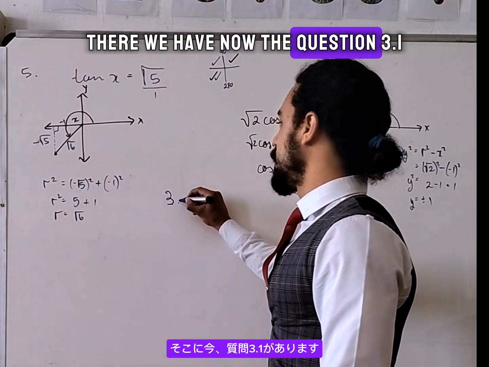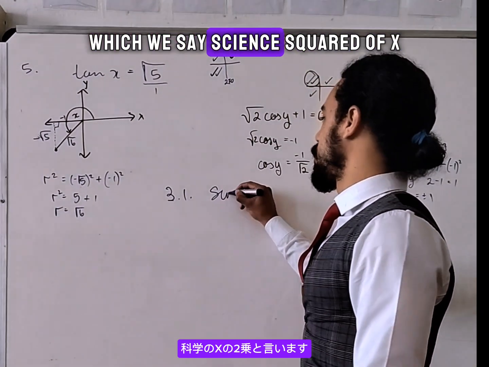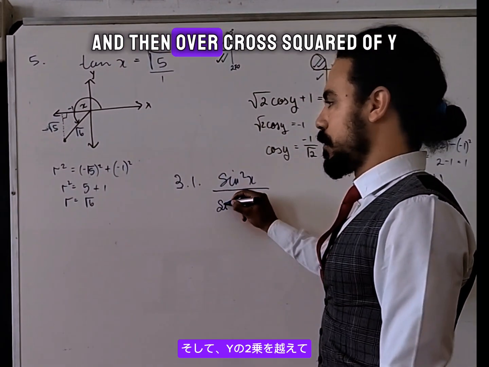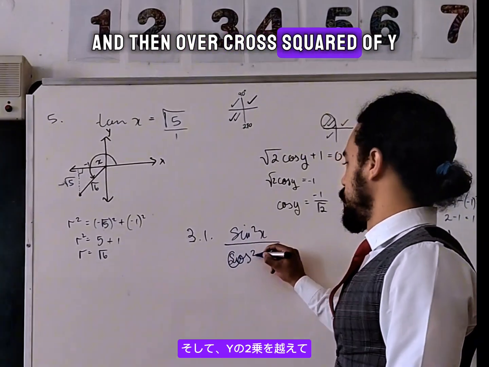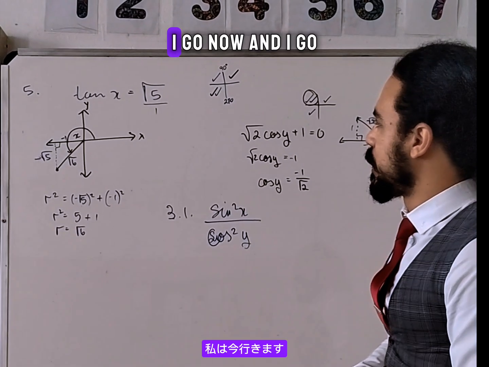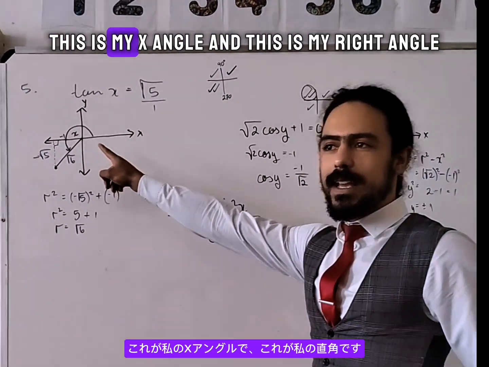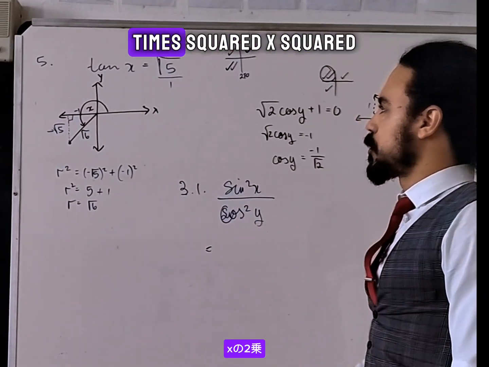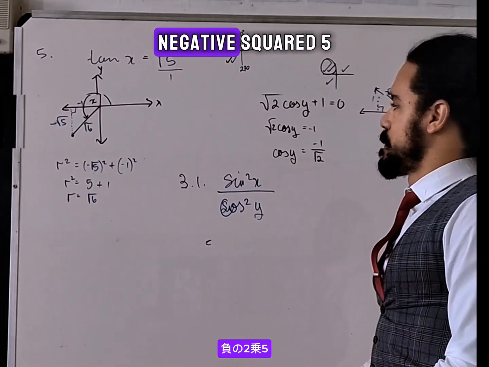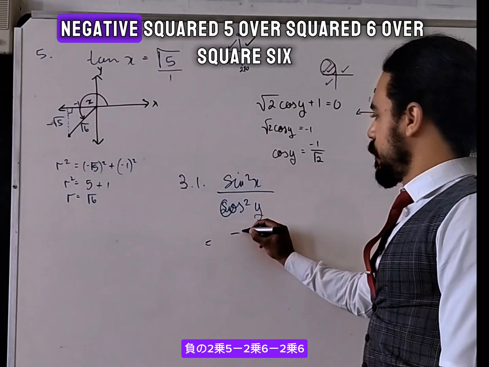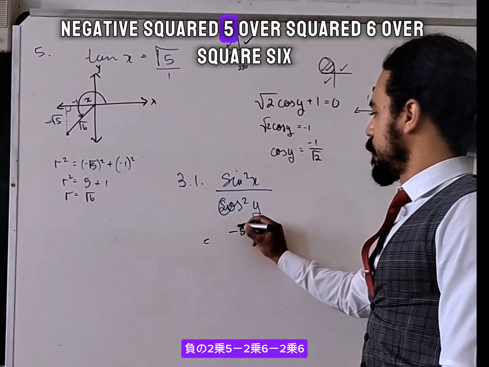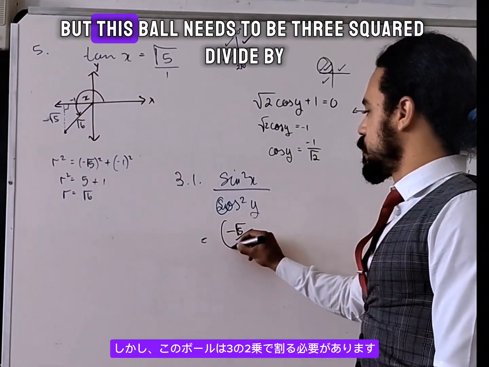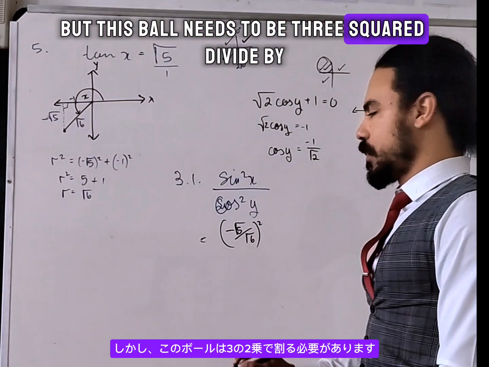So here we have now the question 3.1, which says sine squared of x over cos squared of y. I go now and I go, this is my x angle and this is my y angle. What would sine squared x be? Negative square root 5 over square root 6, but this also needs to be squared.